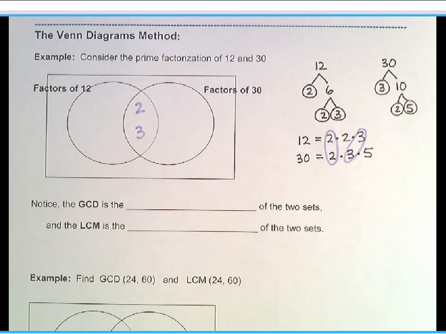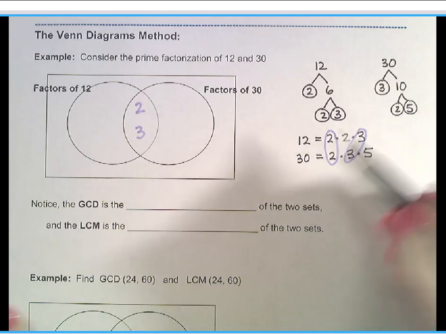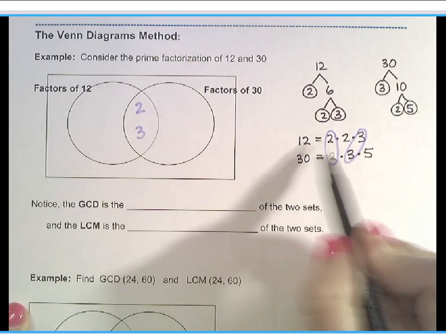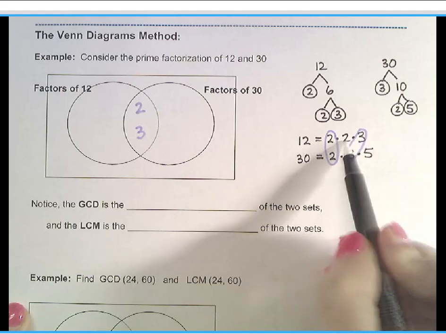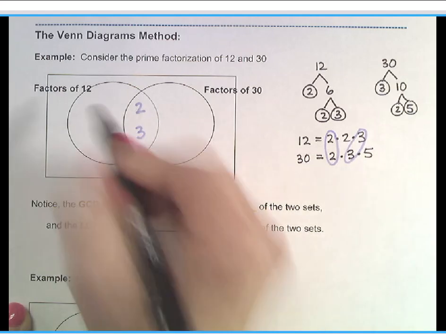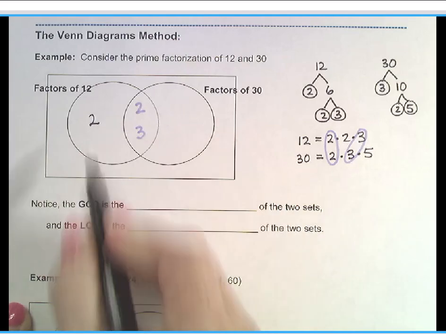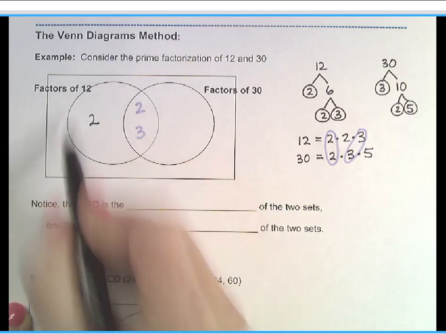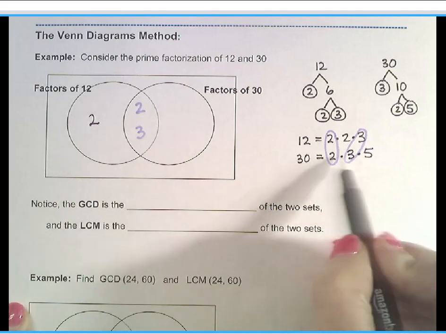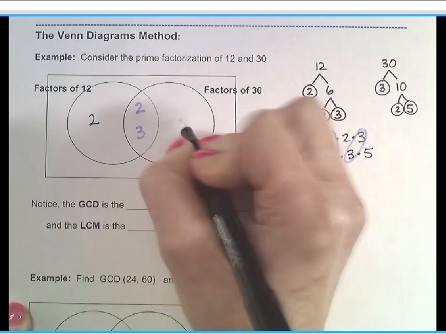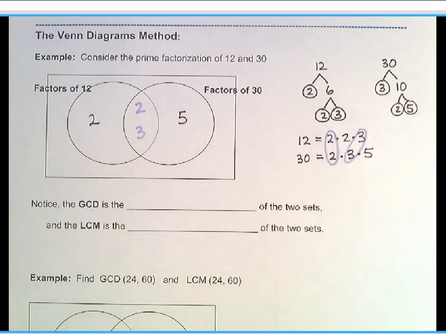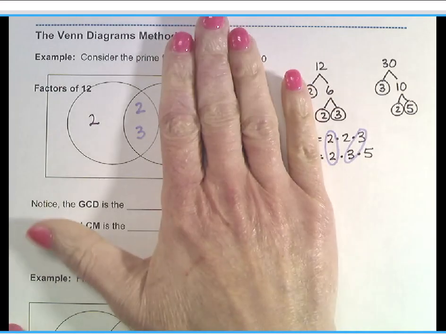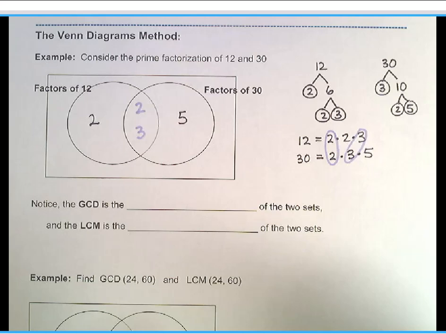So first identify the intersection, the 2 and the 3, and then look at any leftovers. So 12 also has a 2. So I've got a 2 and a 3, but I have another 2. You write it over here. You don't boot it out of the picture. It's just in the left circle, not in the intersection. And then 30 has a 2 and a 3, but it also has a 5, so you need to put a 5 over here.